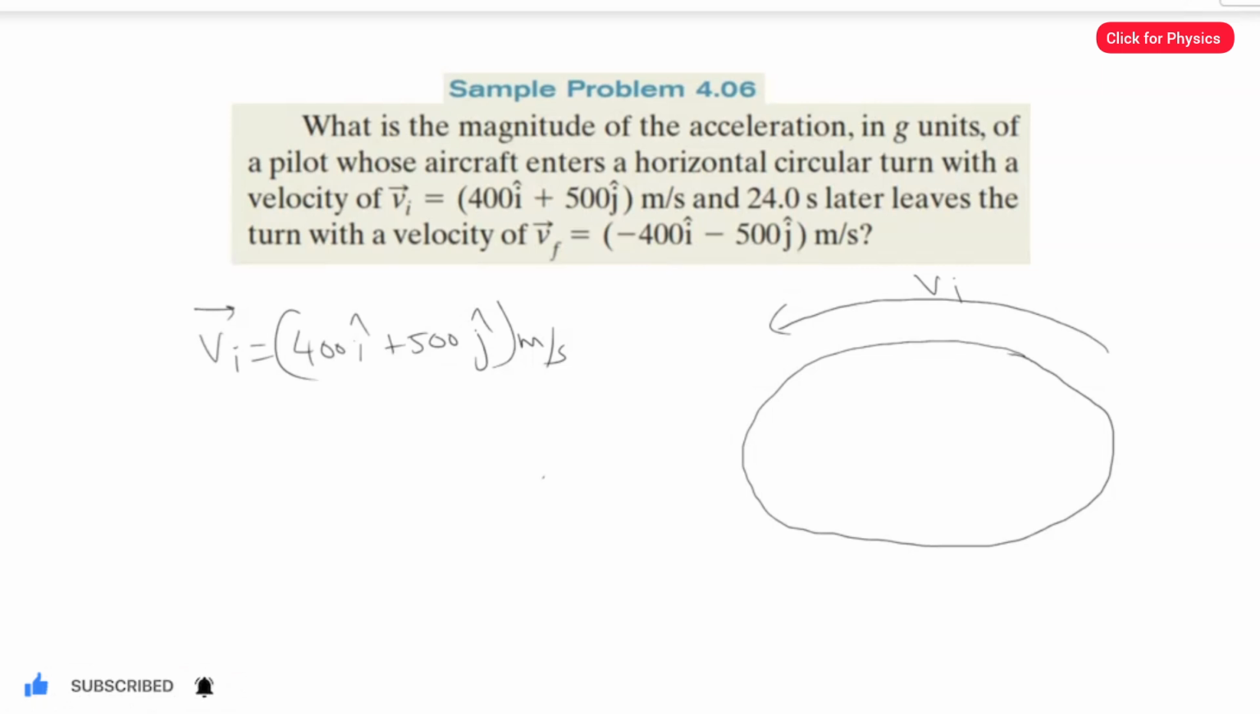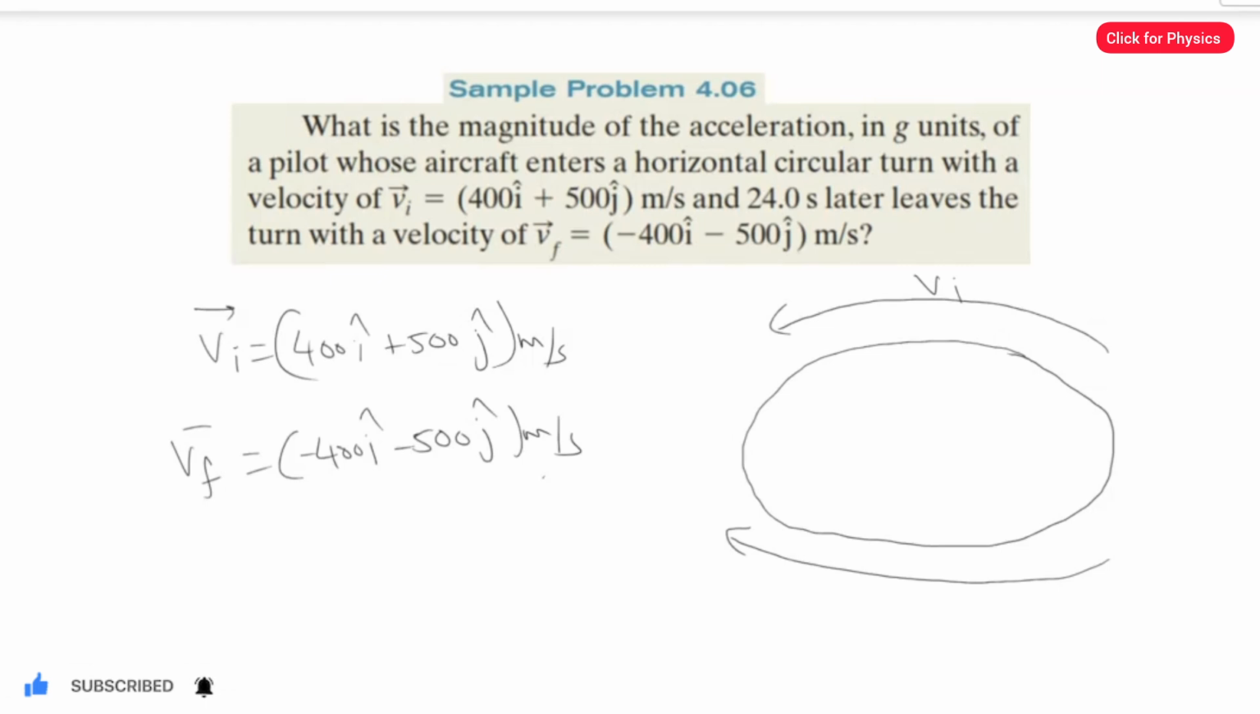And then 24 seconds later, he leaves the turn with the final velocity vector of minus 400 i cap minus 500 j cap meter per second. That means the magnitude of the initial velocity and the final velocity will be the same. So he just moves in the opposite direction after 24 seconds.